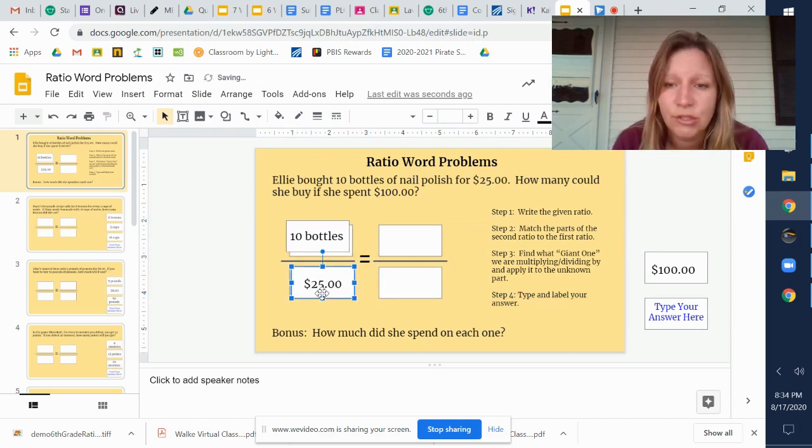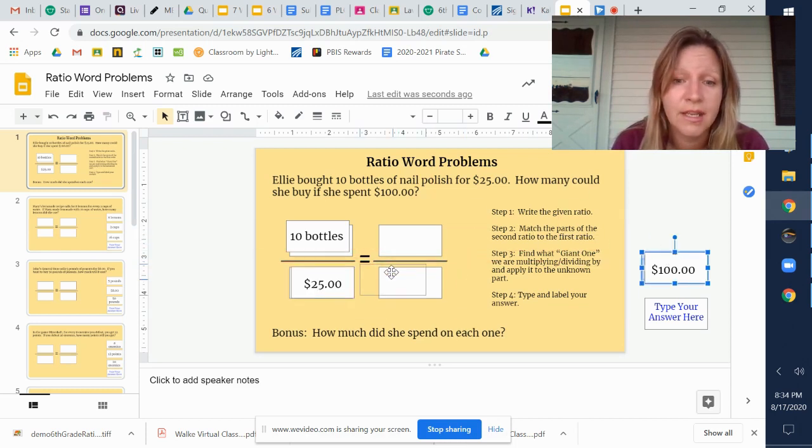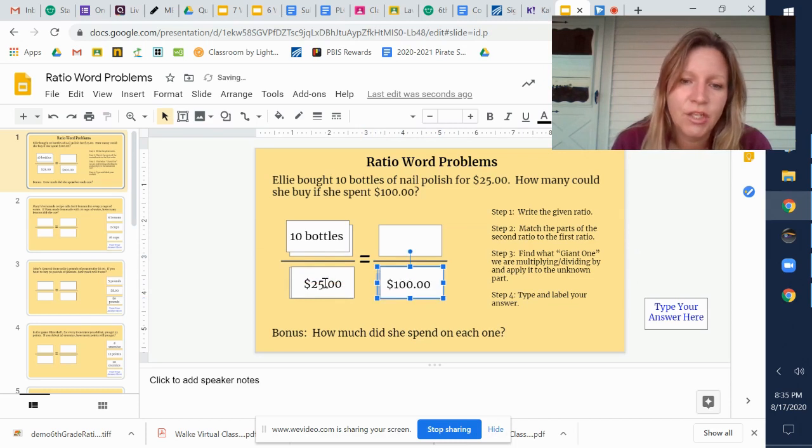Step 2 is to match the parts of the second ratio to the first ratio. Looking at what we know about the second part, it says how many could she buy if she spent $100? We don't know how many she's buying, but we know how much she's spending. So we don't know the bottles, but we know the money. We're going to fill in $100 so that it matches the money. You want your words to match horizontally. In other words, we want bottles on top of both ratios, money on the bottom of both ratios.